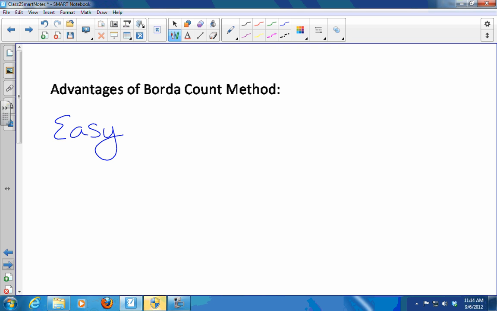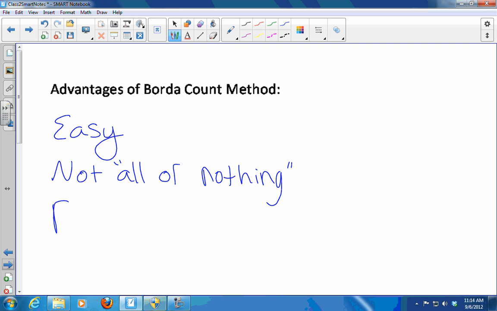It's really not an all or nothing. Not all or nothing. I like that. Seems more fair. Fairness. Yeah. Fairness and compromise. Yeah, these are all really good things about the Borda count method.